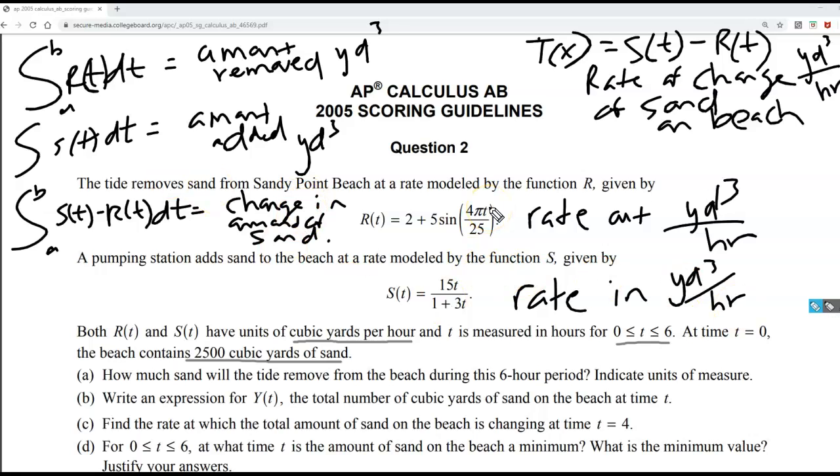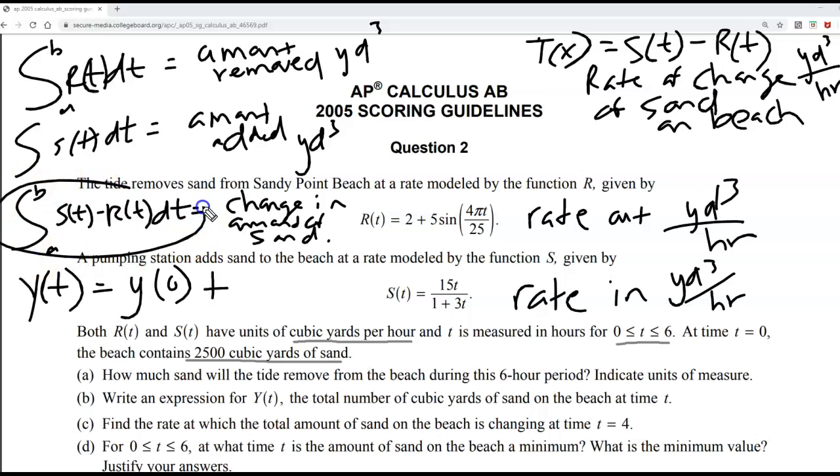The last thing I'm going to put is this. I'm going to let y of t represent the amount of sand on the beach at any given time t. The amount of sand on the beach at any given time t is given by the starting amount of sand on the beach plus the total change in the amount of sand on the beach for any given time interval. We're starting at 0 and we're ending at whatever t we want to. And I'm just going to put S and R.